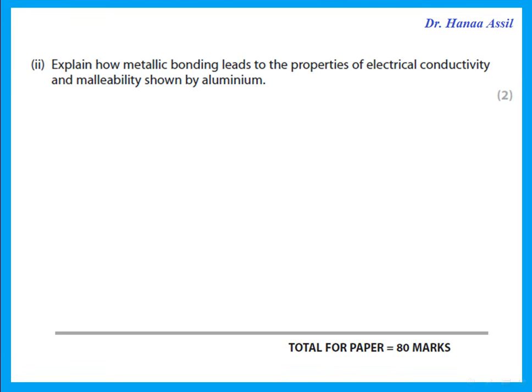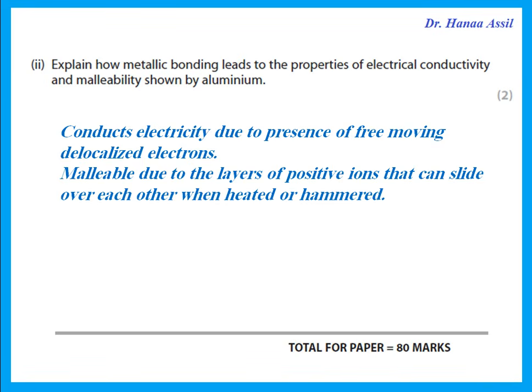Last question. Explain how metallic bond leads to the properties of electrical conductivity and malleability shown by aluminium. So why does aluminium conduct electricity? It conducts electricity due to the presence of free moving delocalized electrons. Why is it malleable? It's malleable due to the fact that the layers of positive ions can slide over each other when heated or hammered.